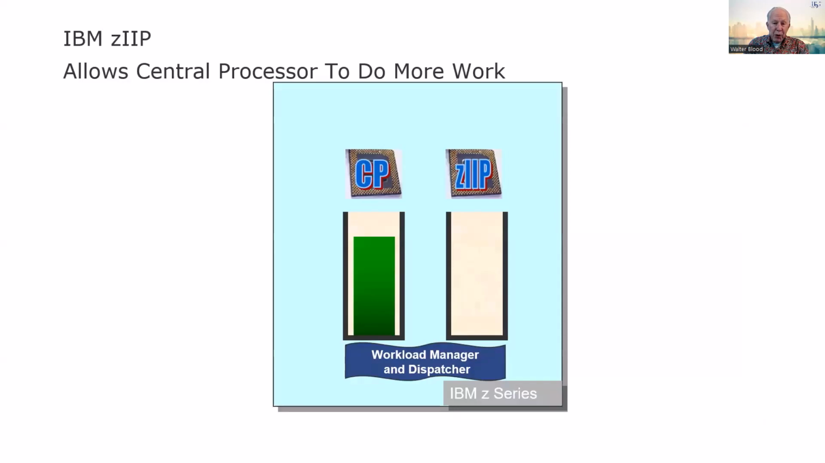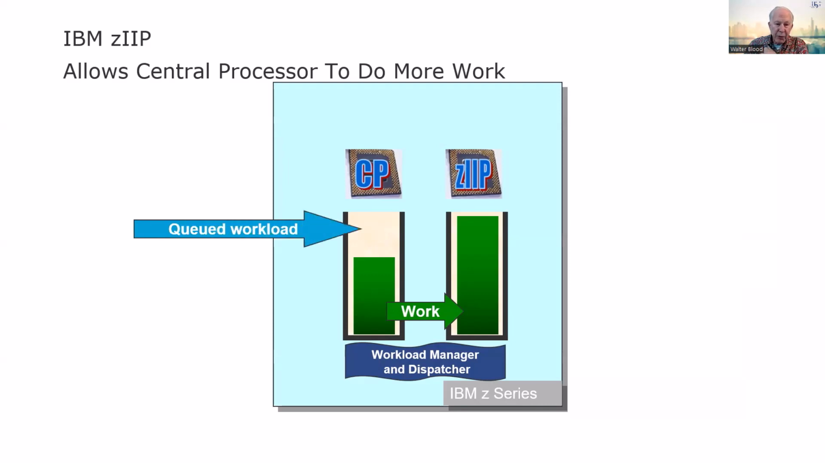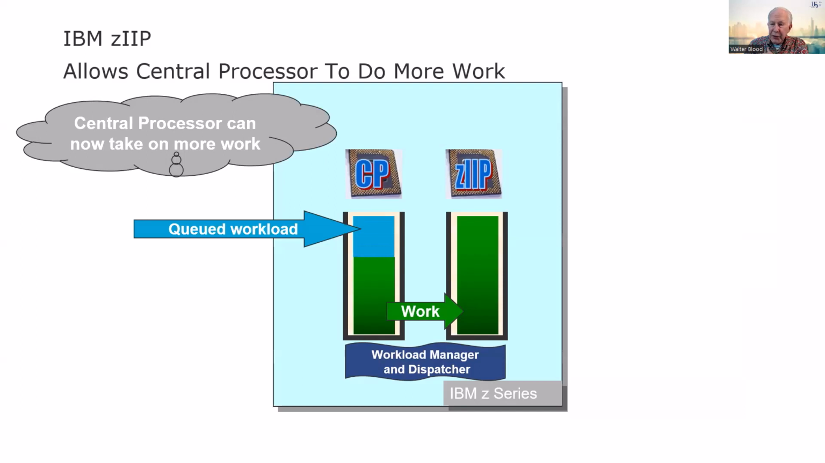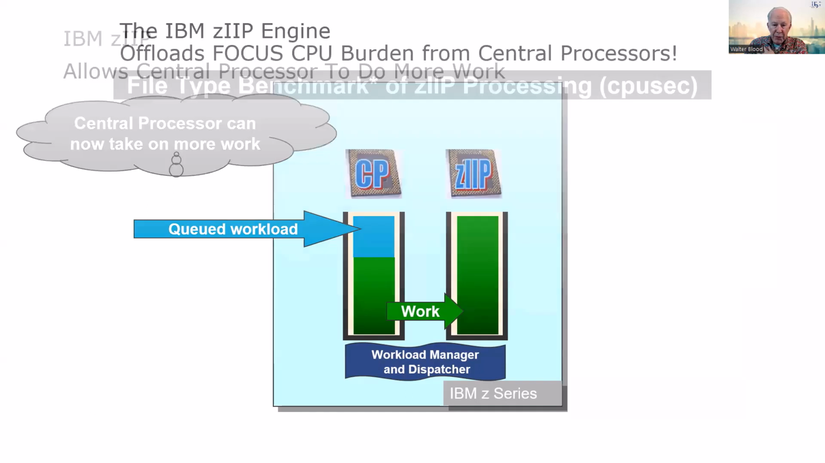The zIIP works by moving work from the CP over to the zIIP engine, leaving more room in the CP for work to be picked up. That work is then picked up from the queued workload, allowing the central processors, the CPs on the system, to actually take on more work, which means that you can get more work done without having to increase your resources.